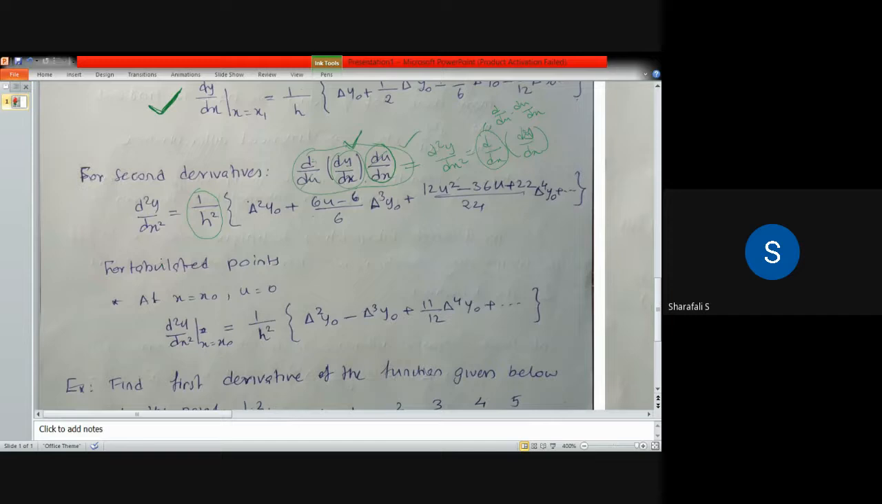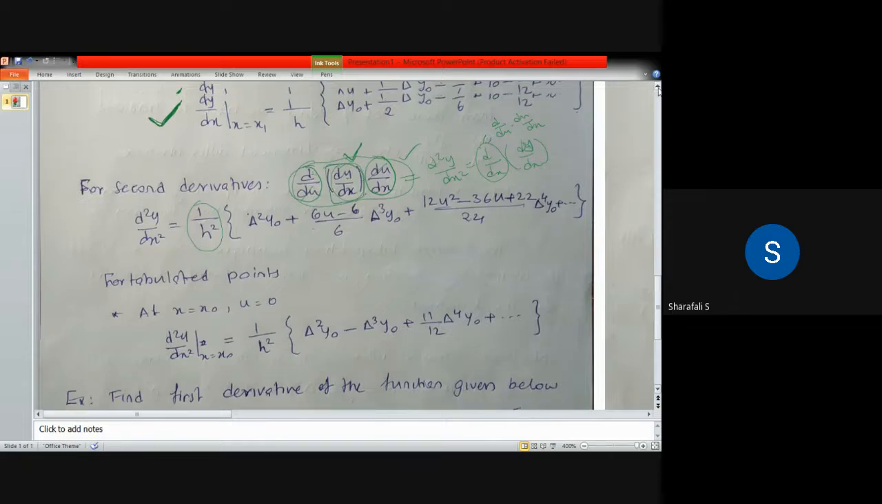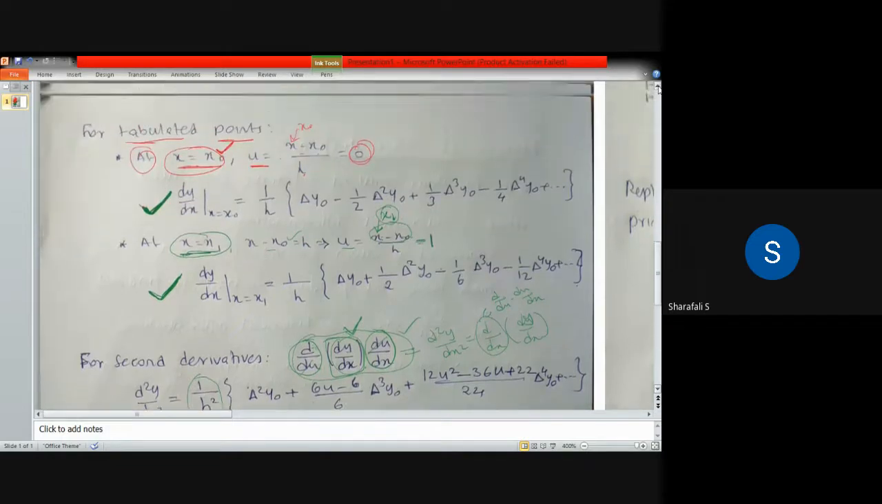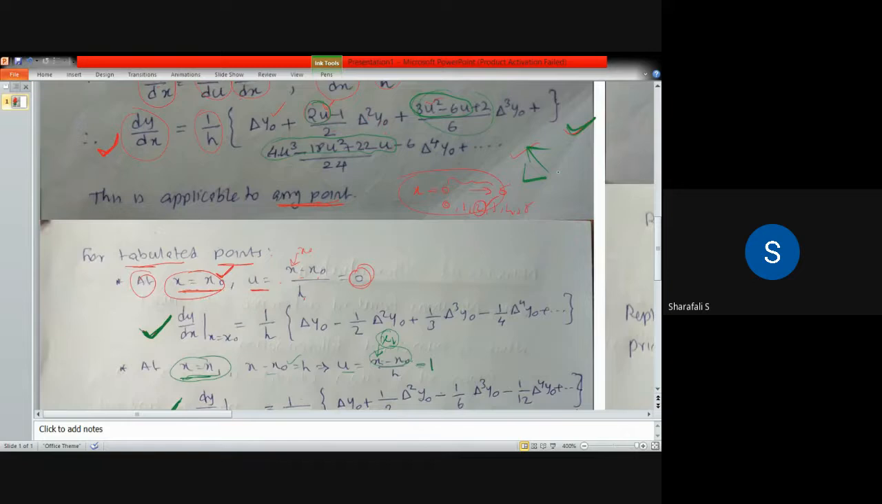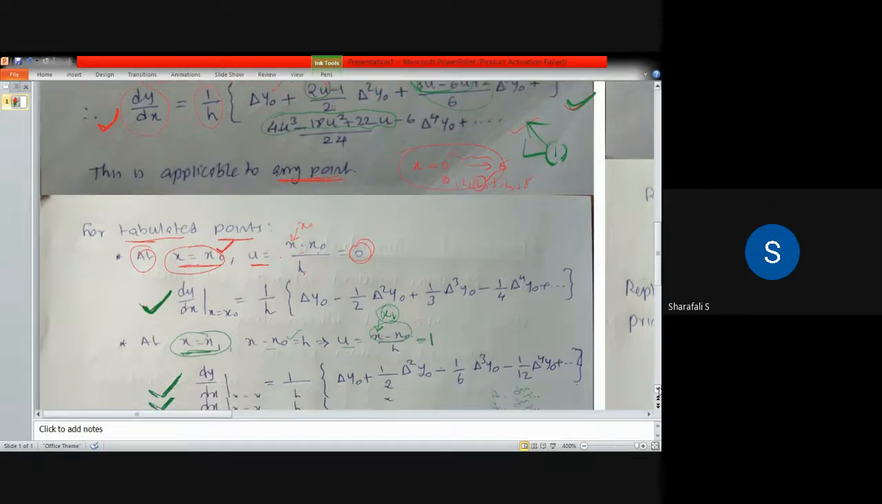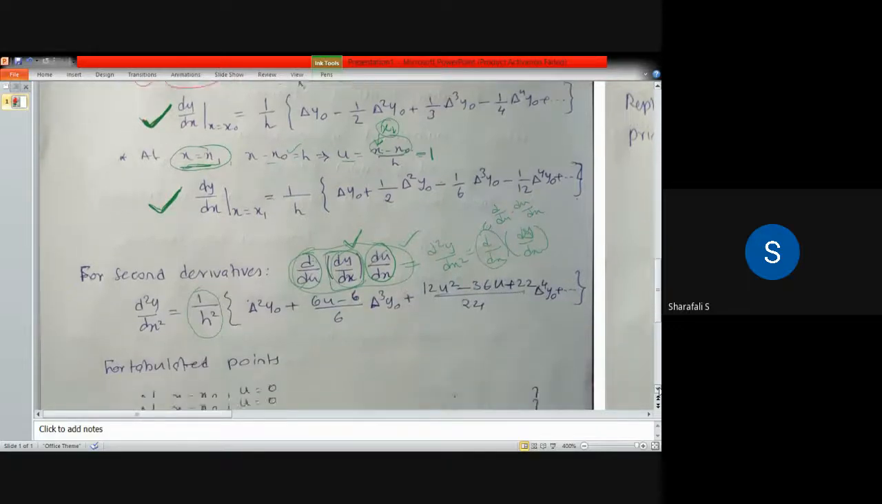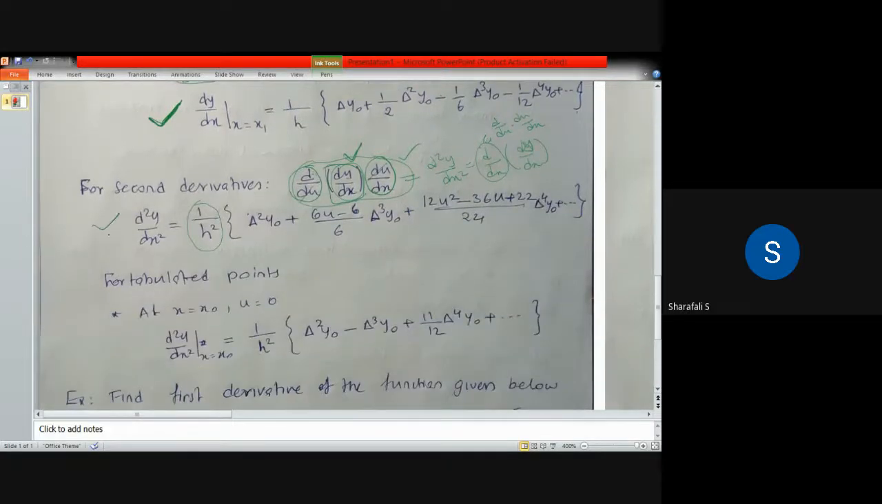Okay, so that 1 by h I have taken outside, so 1 by h into 1 by h will become 1 by h square. And I have to take d by du of the first dy by dx equation. Let's say this is equation number 1. So this equation number 1 you have to differentiate with respect to u one more time. Then you will get d by du of dy by dx, that you have to substitute, and finally you will get an equation like this: d square y by dx square will be equal to 1 by h square times del square y0 plus (6u minus 6) by 6, and so on, which comes from the differentiation of the u terms.